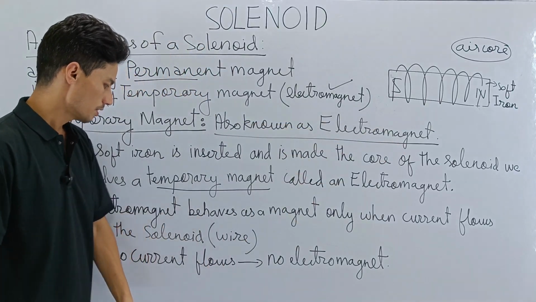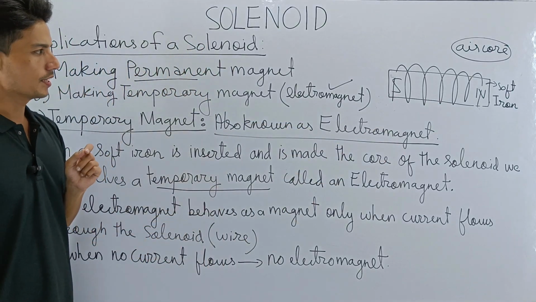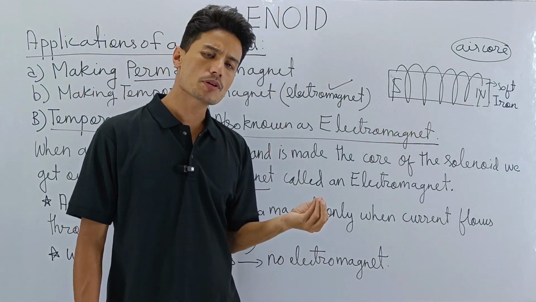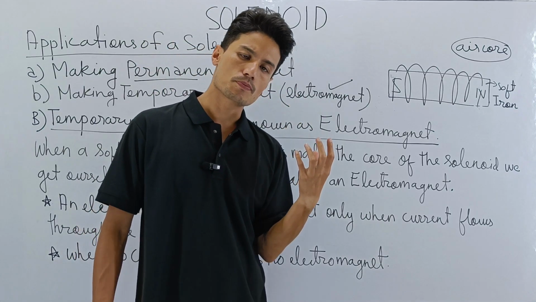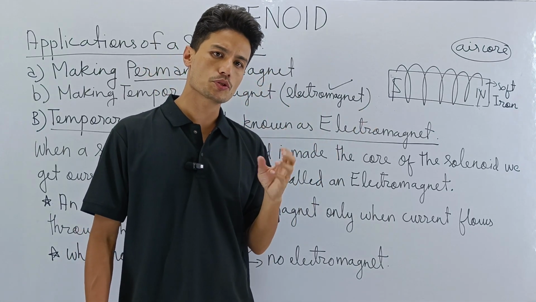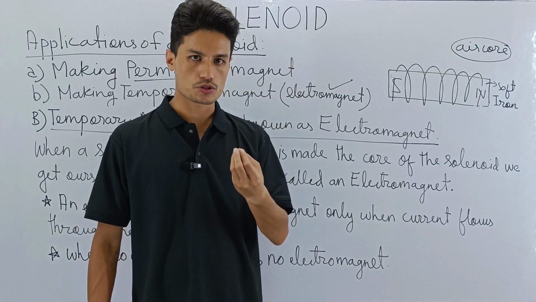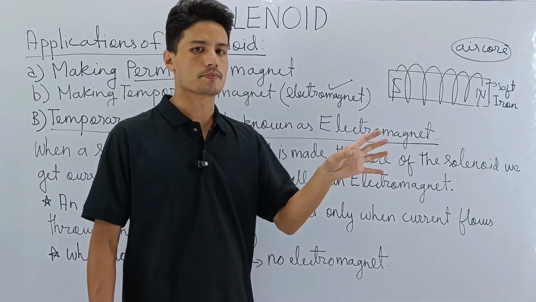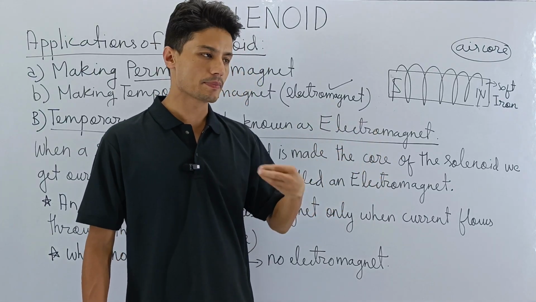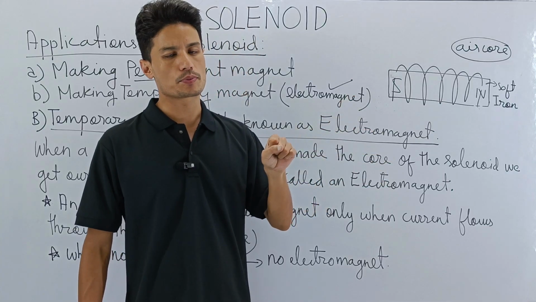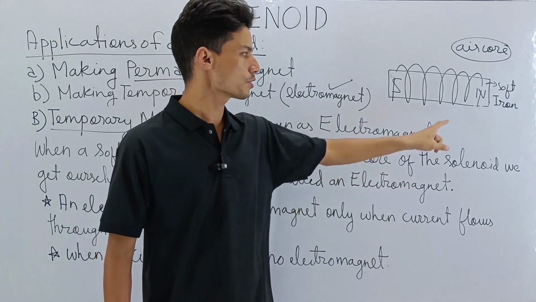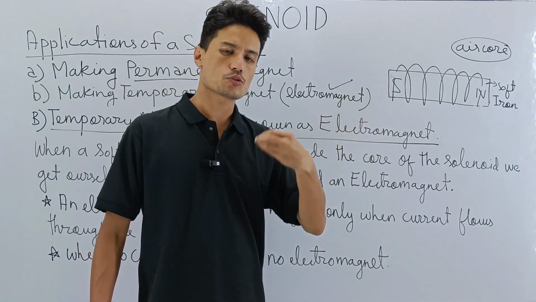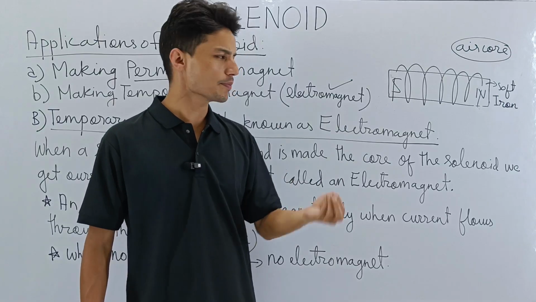Now, why is it called a temporary magnet? And also, how come a soft iron shows temporary magnetism and a hard iron shows permanent magnetism? I have already explained to you why a hard iron shows permanent magnetism. It's because it takes a lot of time to become magnetic. So when it finally becomes magnetic, it retains its magnetic property for a long period of time. Whereas in the case of soft iron, it is not so. It's actually the exact opposite. To magnetize a soft iron is very easy. It happens very quickly.